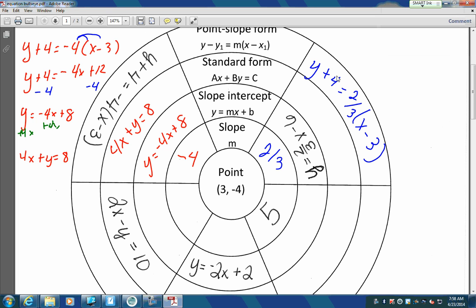So if I take this one in, well, I wouldn't take it in point-slope, would I? I'm going to make one in standard form, so I'm going to do y.